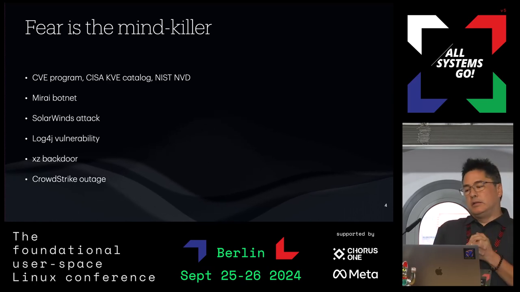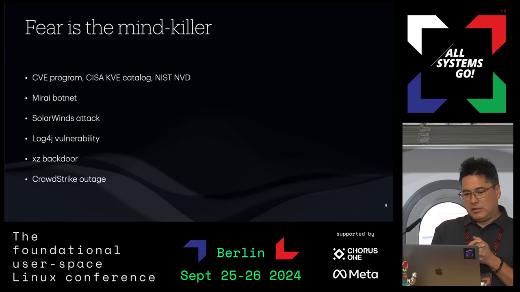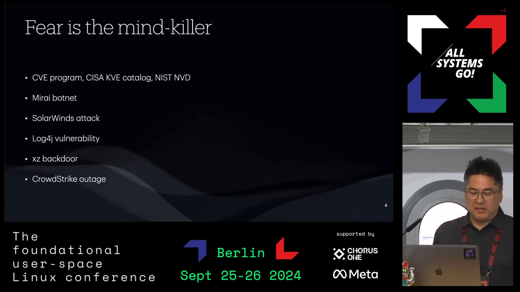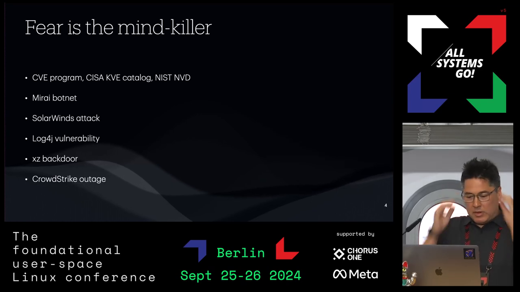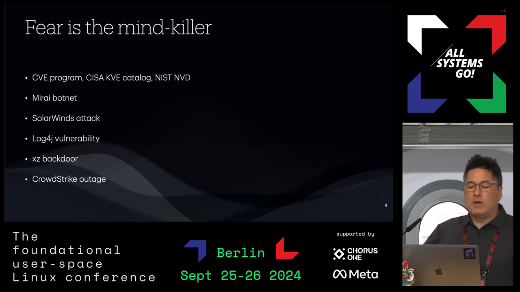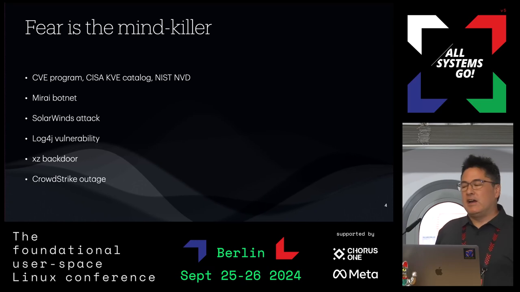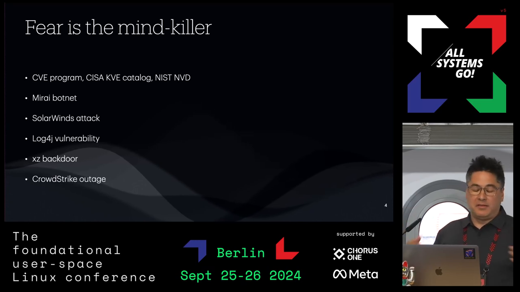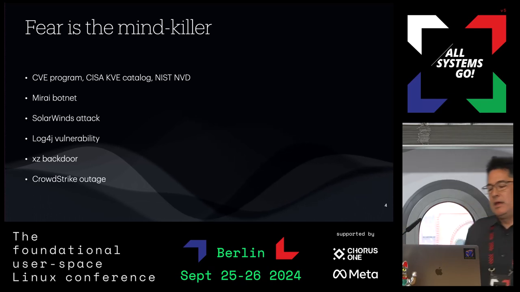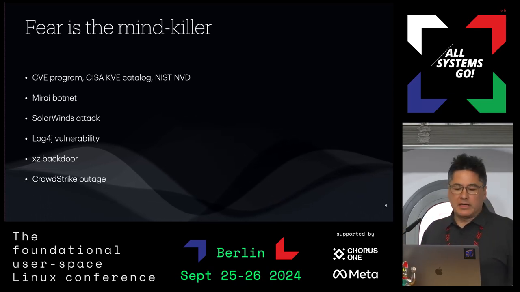So, the motivation: CVEs, critical vulnerabilities and exposures, security bugs. We know about these, they're top of mind these days. In the US, we have two databases of CVEs that I know about. There's the CISA catalog and the NIST, North American database.